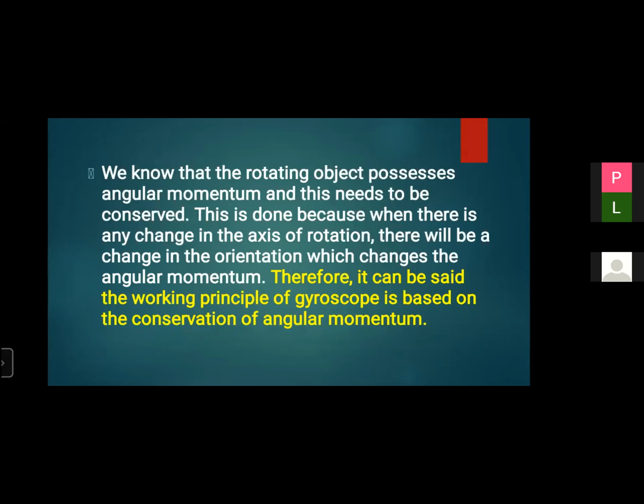A rotating object possesses angular momentum, and it needs to be conserved. This is because any change in the axis of rotation means a change in rotation, which means a change in angular momentum. Therefore, the working principle of the gyroscope is based on the conservation of angular momentum.